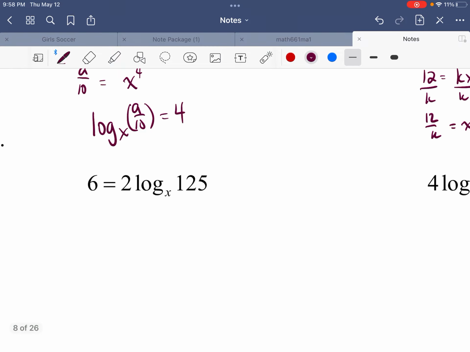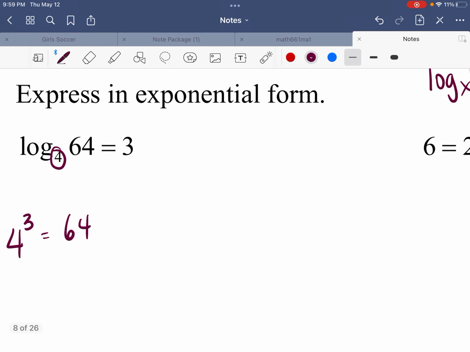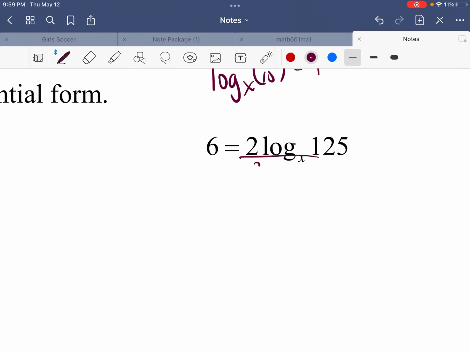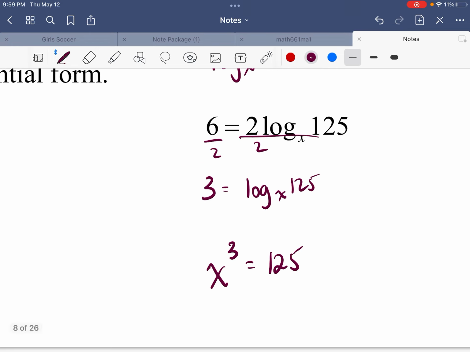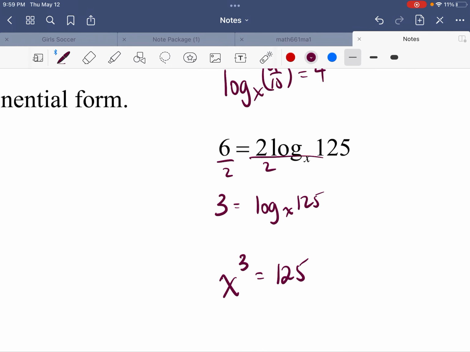Okay, and let's try another one. We're going to go from logarithmic form to exponential form. So the base of our logarithm is the base of our exponent, and then we switch the other two parts. Let's clean this up a little bit. So divide each side by 2. So 3 is equal to log base x of 125. So base x is still the base of our exponent, and we're going to get x cubed is equal to 125. And you could actually solve this one. What number cubed would give you 125? That's going to be 5.